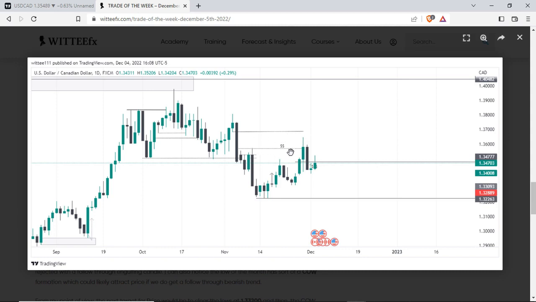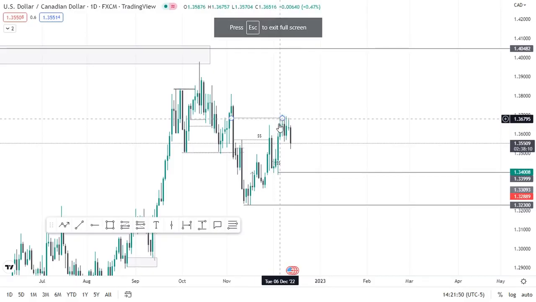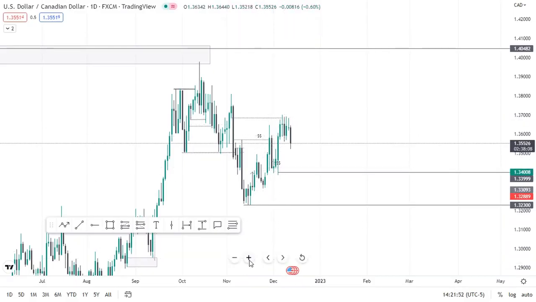However, why exactly did I look to sell from here and not from here or not from here? That is what I'm going to be explaining today. So let's get back on the chart to see why exactly I chose this zone as my sell zone using the concept of premium and discount. As you can see, USD CAD got straight into that zone and sold off.